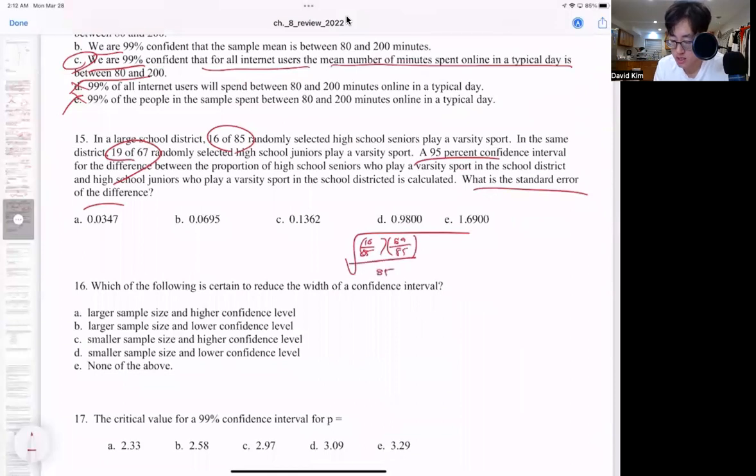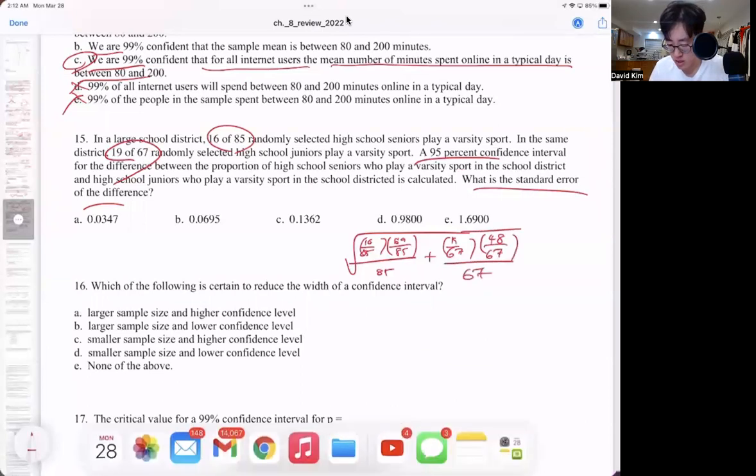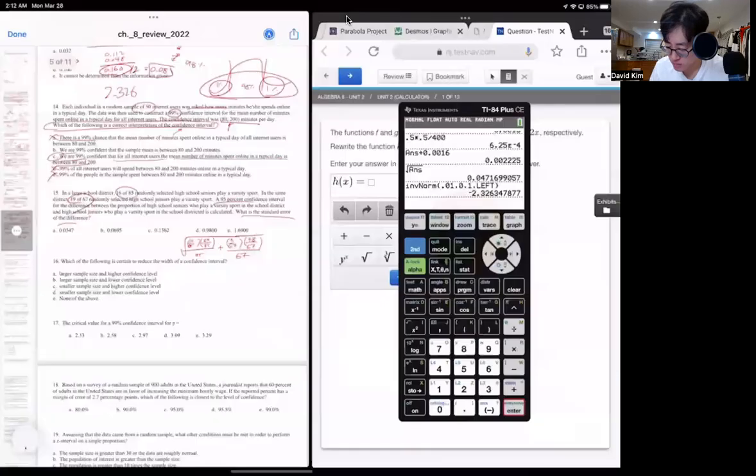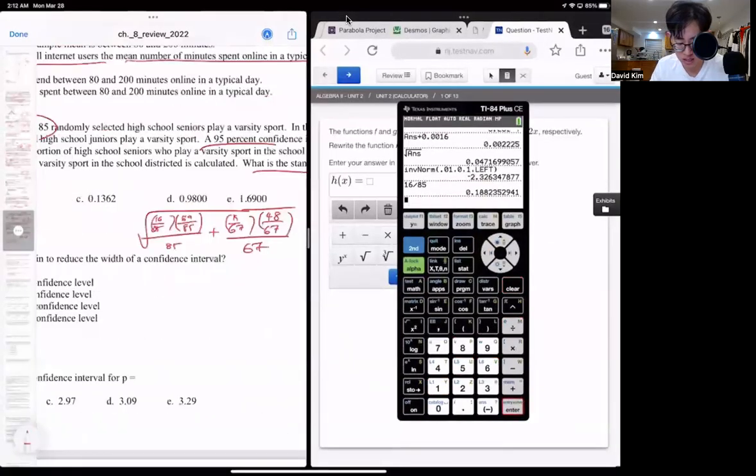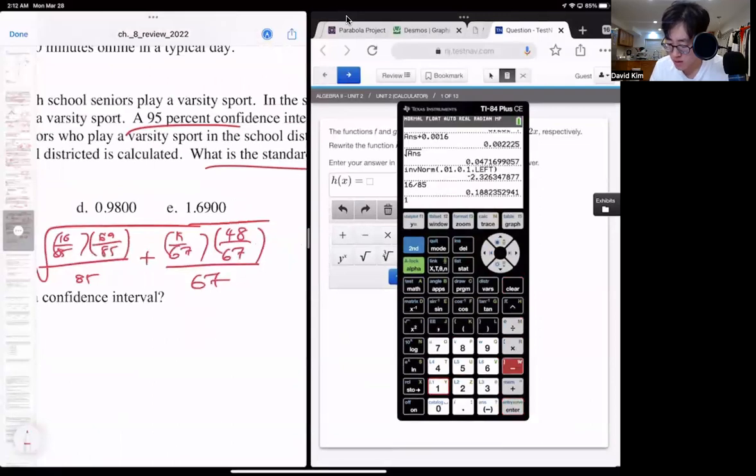I think that's the sample size. Plus 19 out of 67. That is 48 out of 67 over 67. And then we're going to just type that in our calculator and let's see what happens. So first of all, 16 over 85, because I believe that's the first thing we typed in. And then 1 minus that answer times this answer divided by 85.